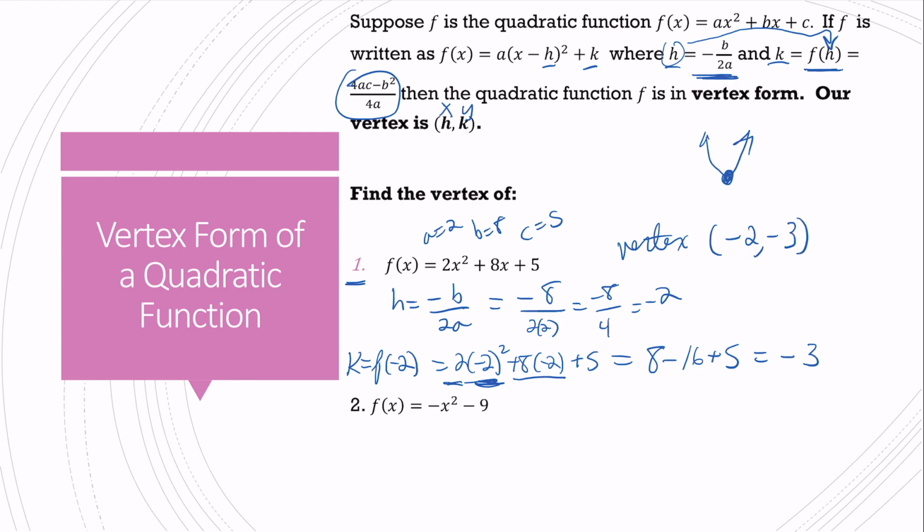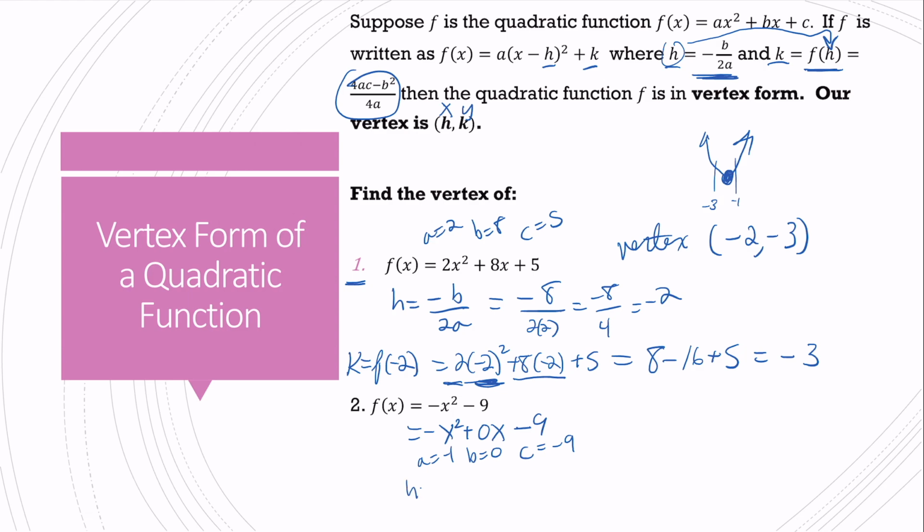That's going to be my vertex. And once I know my vertex, I can use that to pick 2 points on either side of my x value. In this case, it'd be negative 1 and negative 3 in order to figure out how to graph this parabola. For example 2, I have f of x equals negative x squared minus 9. Note I'm missing my b term. So in this case, a is negative 1, b is 0, and c is negative 9.